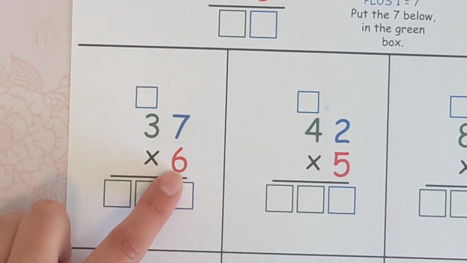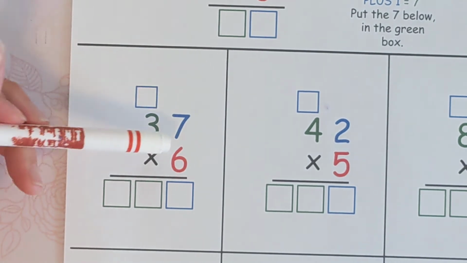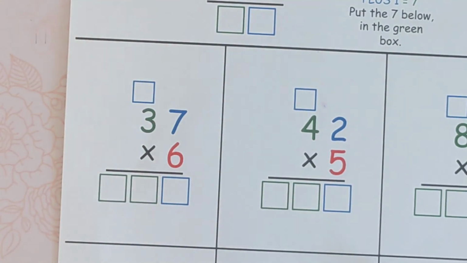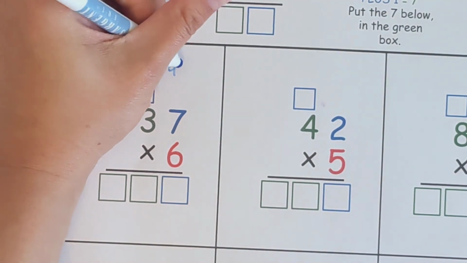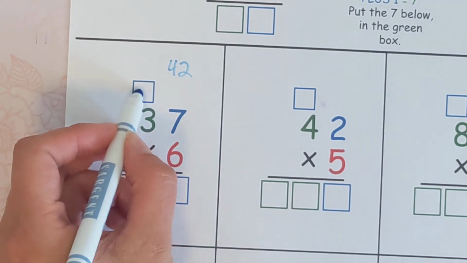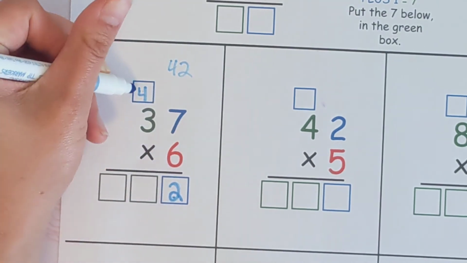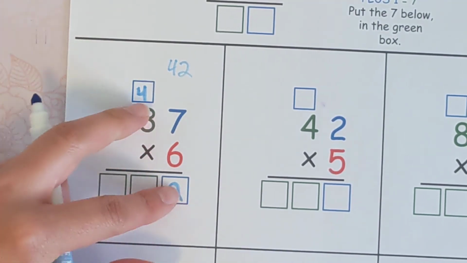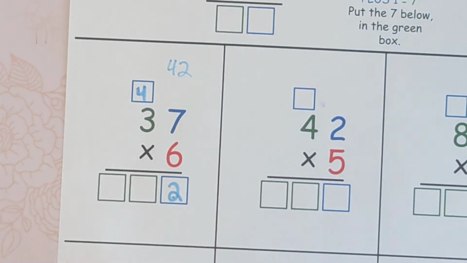All right, the first thing to do is 6 times 7. Whatever you get, I like to write it out first and then put it where it goes. So 6 times 7 is 42. And then I'm going to put the 4 up here and the 2 down here. This is blue because I did 6 times 7, and these are my blues, 42. And now I'll do 6 times 3, and I'll put that here.